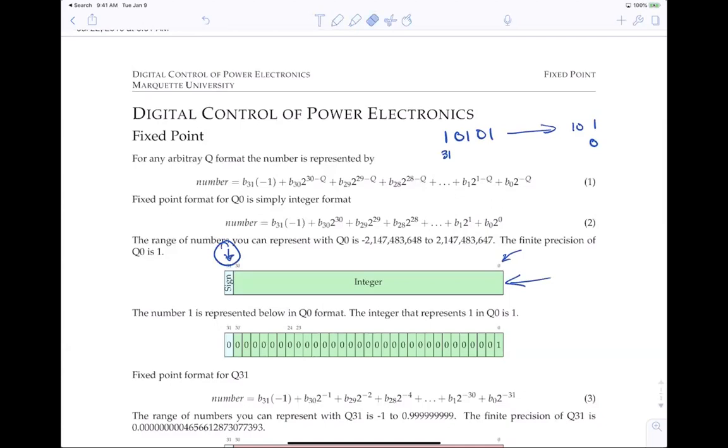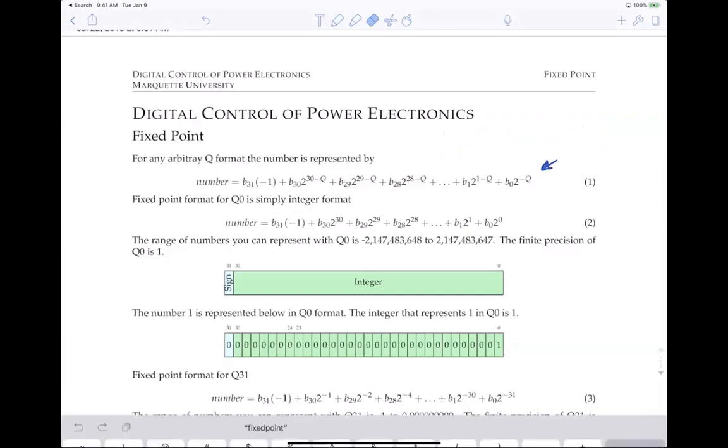So you actually only have 31 bits of precision to represent your number. Okay, so how do we do this? This equation 1 is actually a really great equation for any arbitrary representation of numbers in the Q format. What is Q format?